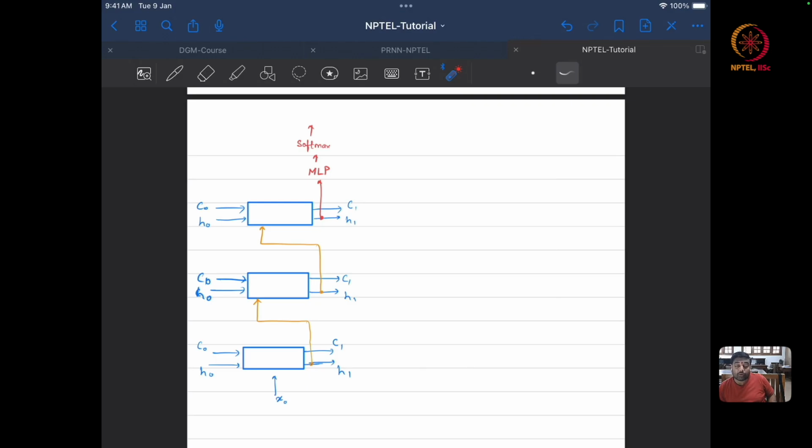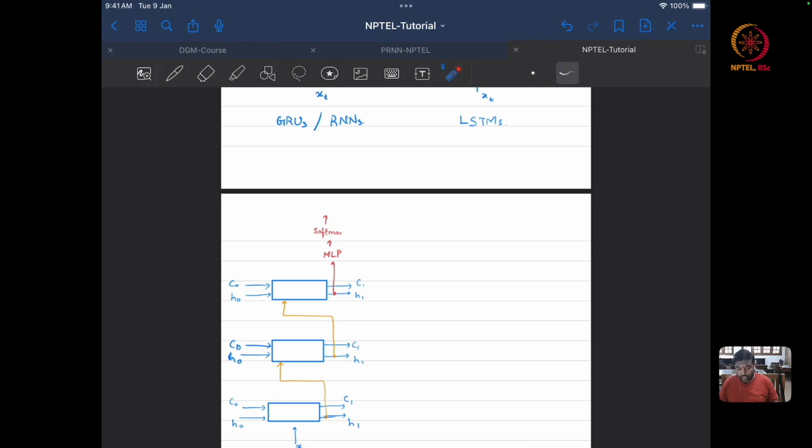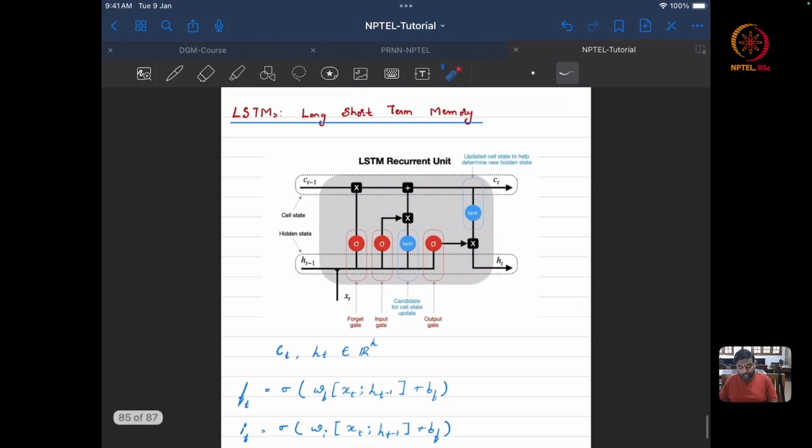Now if you are not doing that, and you just want to perform a classification, repeat it for T number of times. Whatever is the last H_t of the highest layer, you take this, have an MLP, pass it through the softmax in that case, and you get the predictions. That is what you use for the classification task. Okay. Now this is how we can have multiple layers of it. This is how we build the architectures. We haven't even come to the implementation of it.